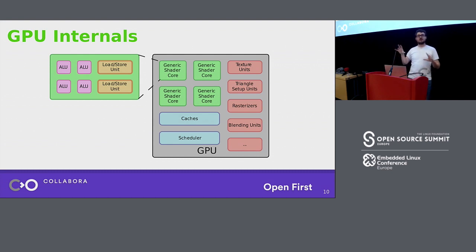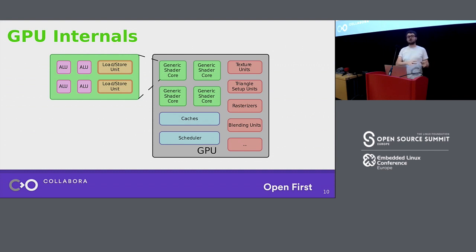So we've seen that in the pipeline, we have some fixed functions and some programmable functions. The fixed functions are all in red in this diagram, and you will have the texture units, the triangle setup, the rasterizers, the blending units, and a lot more. Basically, everything that takes a lot of time is optimized and put in a fixed function. And then you have the programmable parts, which are called shader cores. And inside those shader cores, you actually have one or multiple ALUs. And those are where all the processing happens inside the GPU.